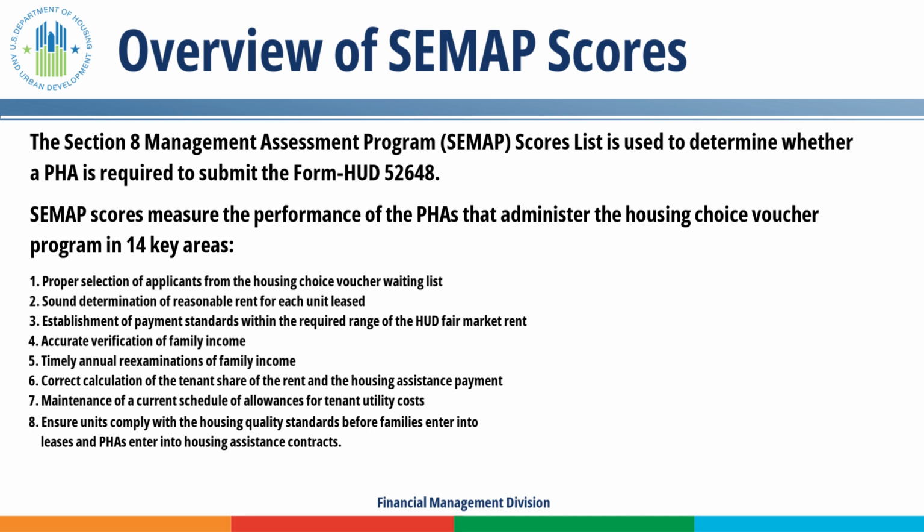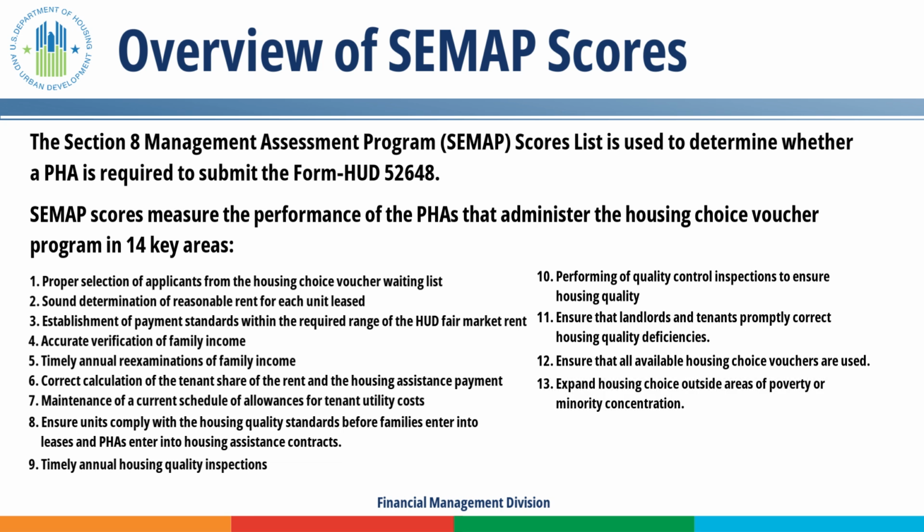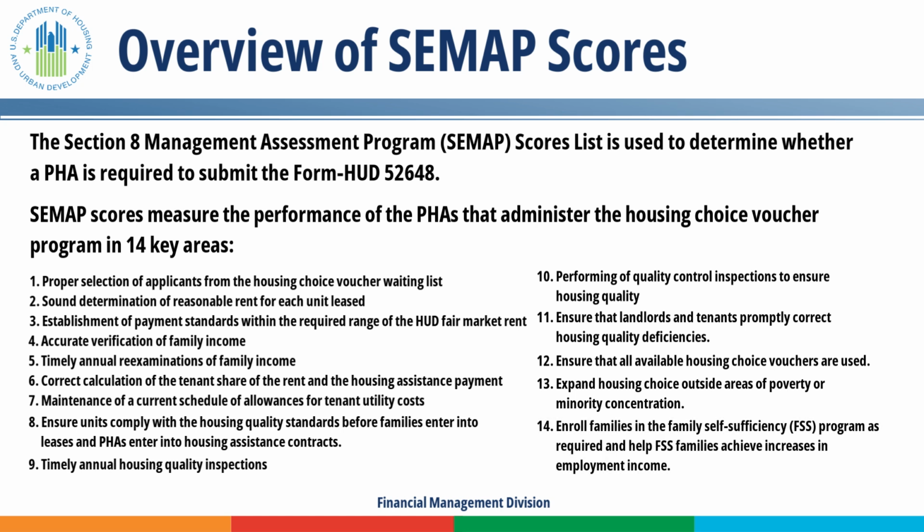ensure units comply with the housing quality standards before families enter into leases and PHAs enter into housing assistance contracts, timely annual housing quality inspections, performing of quality control inspections to ensure housing quality, ensure that landlords and tenants promptly correct housing quality deficiencies, ensure that all available housing choice vouchers are used, expand housing choice outside areas of poverty and minority concentration, enroll families in the Family Self-Sufficiency FSS program as required and help FSS families achieve increases in employment income.